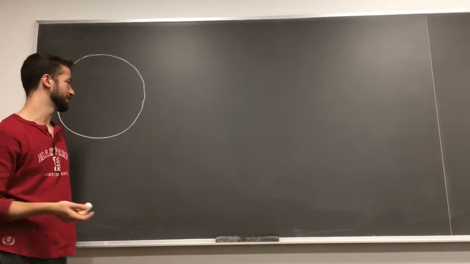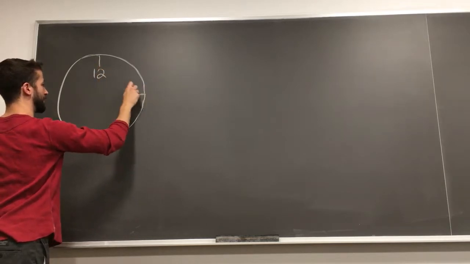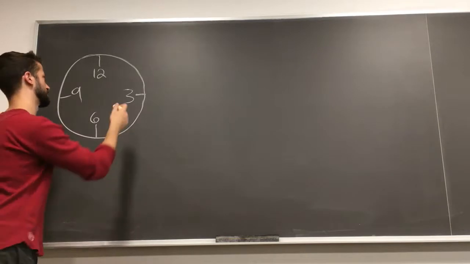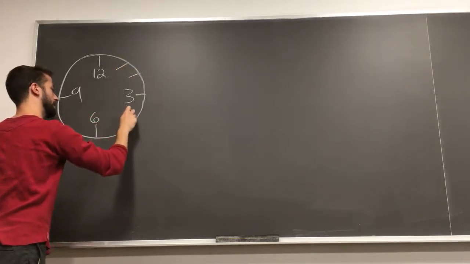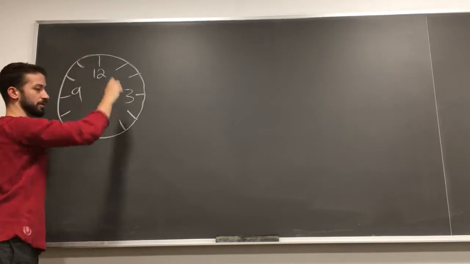As you know, a clock has 12 hours. We can draw kind of the quarter hours. We have 12, we have 3, we have 6, we have 9. If we wanted to, sure, we'll draw hours 1 and 2, 4 and 5, 7, 8, and 10, 11. So we have this clock with 12 hours.